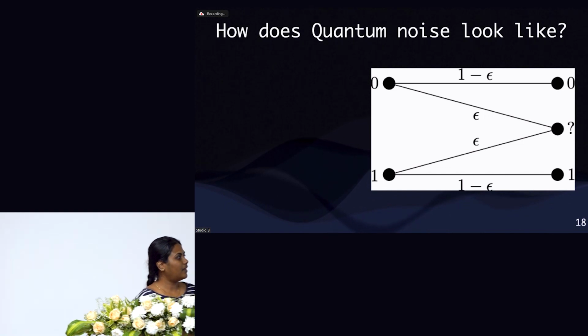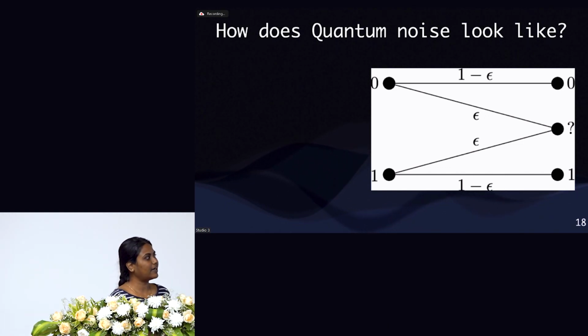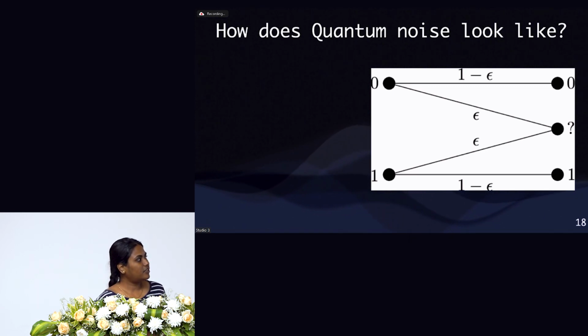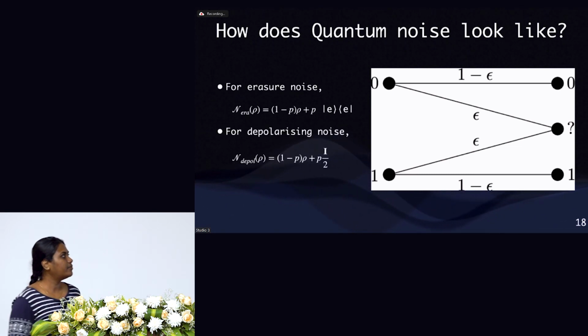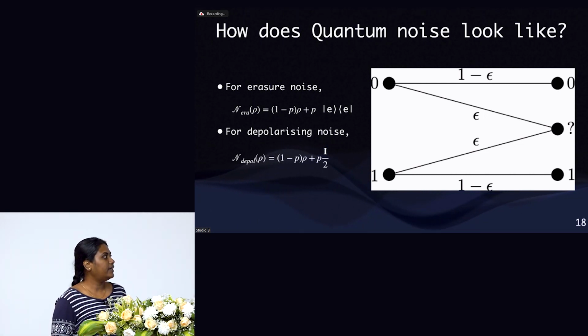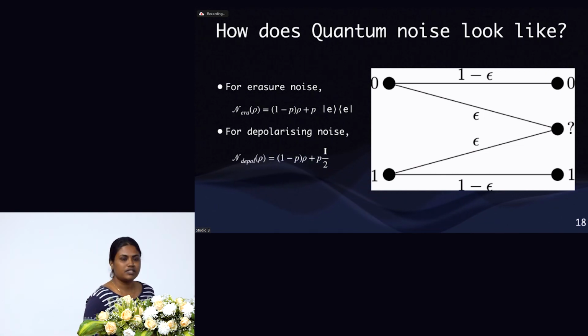If you see, this is very similar to a classical erasure channel. So 0 with some probability 1 minus epsilon remains 0, and 1 with the same probability 1 minus epsilon remains 1. With probability epsilon, both 0 and 1 change into an intermediate erasure state. Similarly, in quantum we have something called quantum erasure noise, where with probability 1 minus p it remains in the same state, and with probability p it changes into an erasure state.